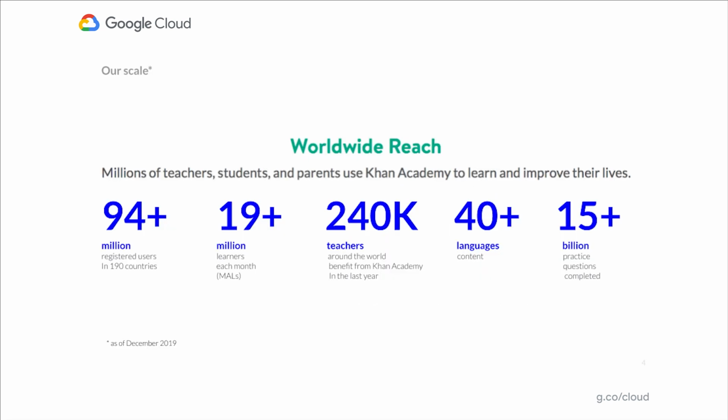In 2019, the Khan Academy website served over 94 million registered users in 190 countries. We had over 19 million monthly active users, which we define as users who spend at least 60 minutes during the course of the month on the site. We served over 240,000 teachers with content in over 40 languages, and there were over 15 billion practice questions completed on the site.